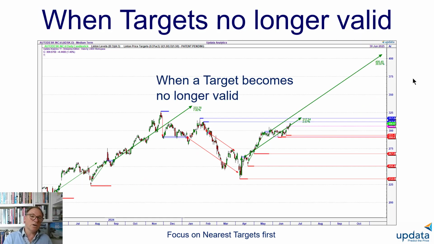So when a target's no longer valid, this is a key thing. We tend to focus on the nearest targets first. This one here, you might say, was nearly met. It's a little bit of bearish confirmation. Then we had some downside targets that were met, but I'm really not thinking about this target anymore. I'm now watching this one and that resistance level. At that level, that's really quite key. But this target is probably no longer important.